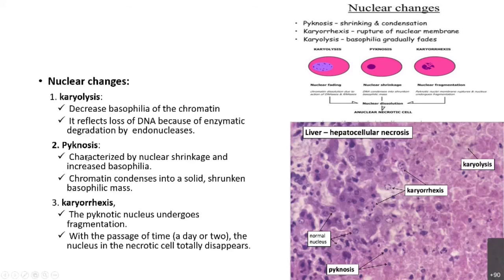The other thing is pycnosis. In pycnosis, there is nuclear shrinkage and increased basophilia. The chromatin then condenses into a solid shrunken basophilic mass. Like we can see here, as compared to a normal hepatocyte, this is the normal nucleus, and this nucleus is appearing much more shrunken. This is called nuclear pycnosis. The third thing is karyorrhexis. After pycnosis, the nucleus will get disintegrated. That is called karyorrhexis or nuclear fragmentation.